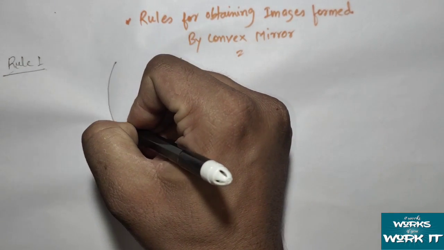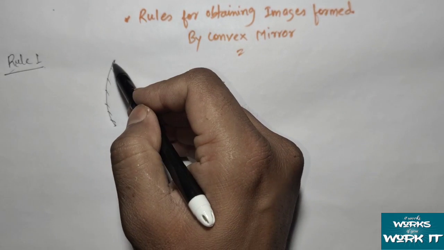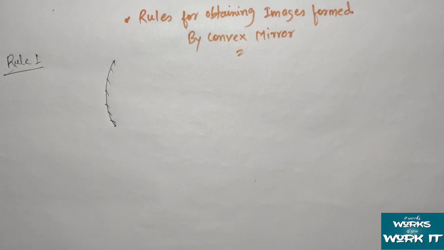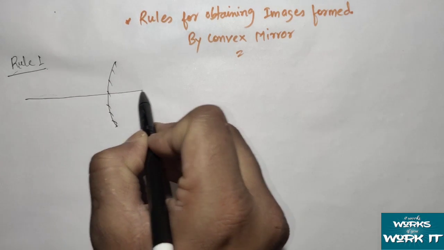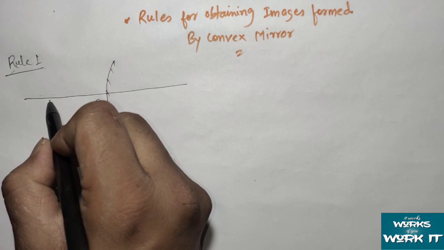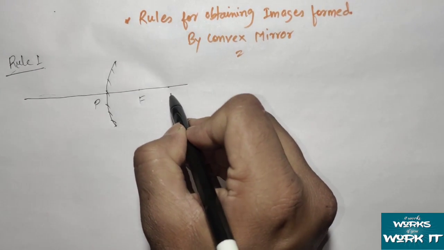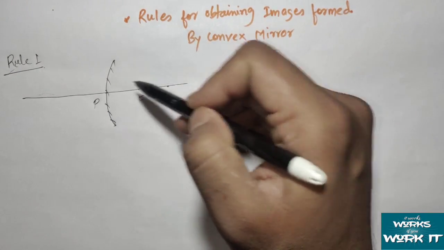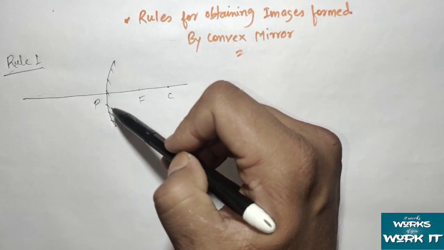First I will draw the convex mirror. The reflecting surface is this one. I'm drawing the principal axis here. This point will be P, the pole. This one is the principal focus and this one is the center of curvature. This is the center of the hollow spherical mirror that has been cut into a convex mirror.